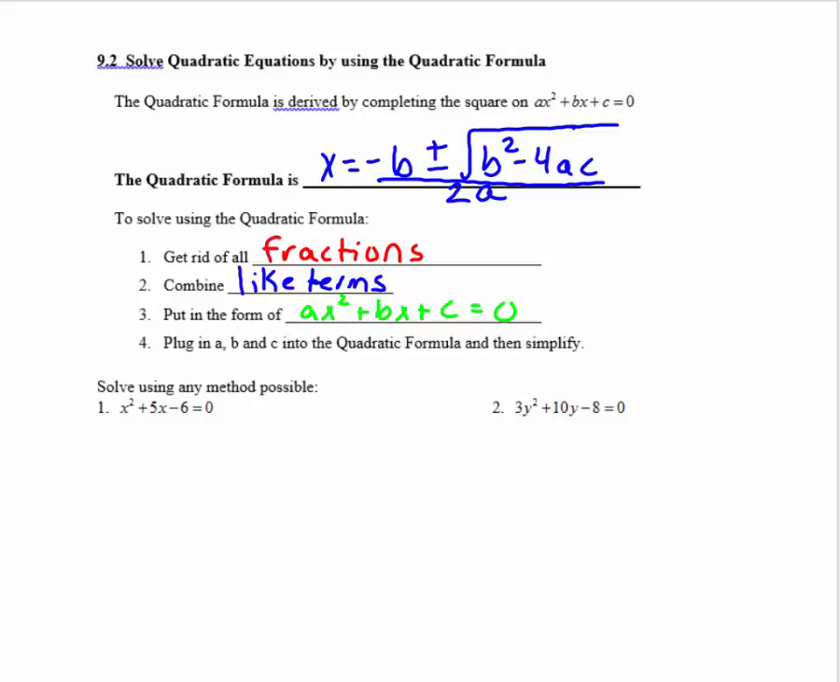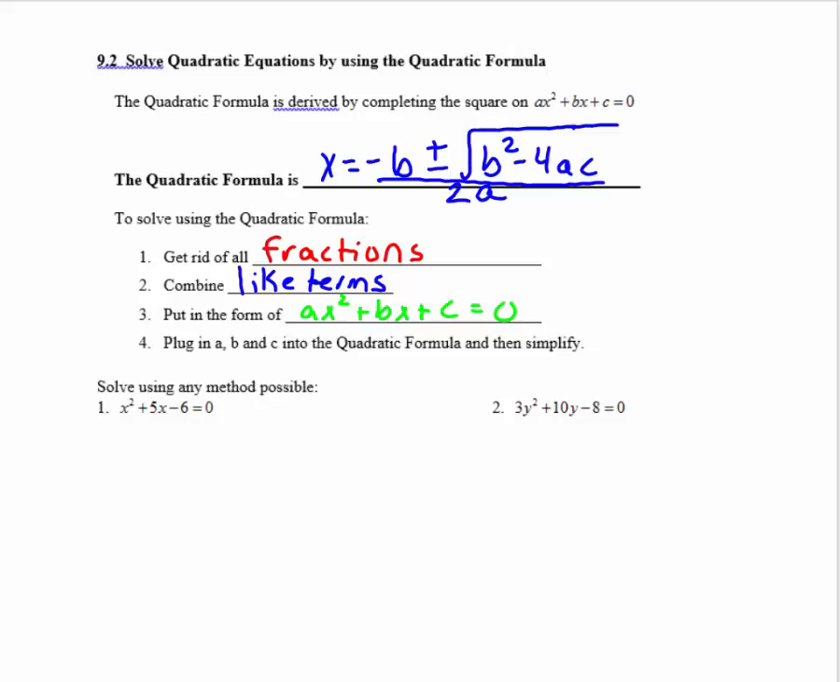So to use the quadratic formula, the best thing to do is to get rid of all fractions. If you want to get rid of decimals too, you can, but definitely get rid of fractions. Combine like terms and bring everything over and put it into the form of ax squared plus bx plus c equaling 0. Once you get it into that form, you then know what a, b, and c are, and then you can just plug it into the quadratic formula.